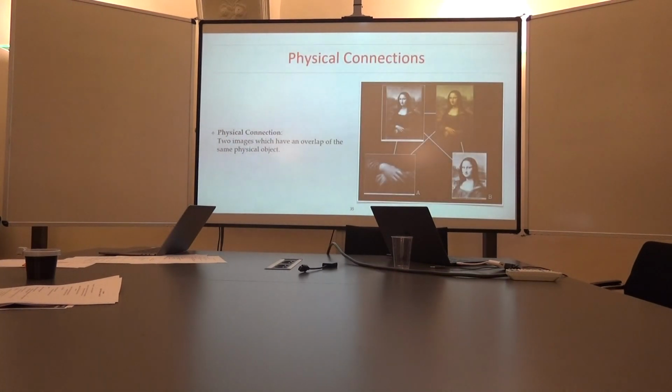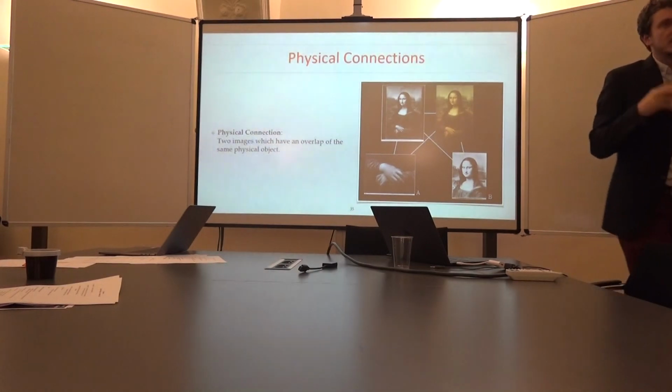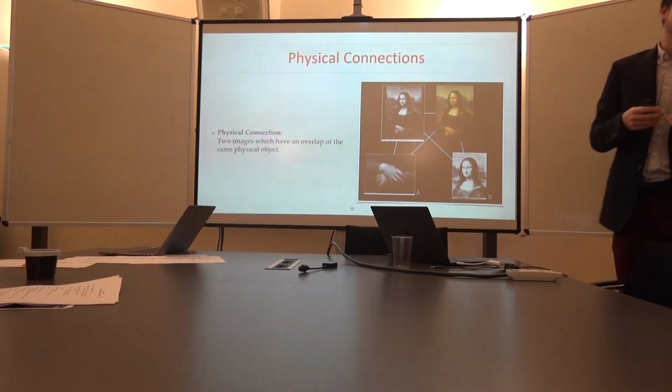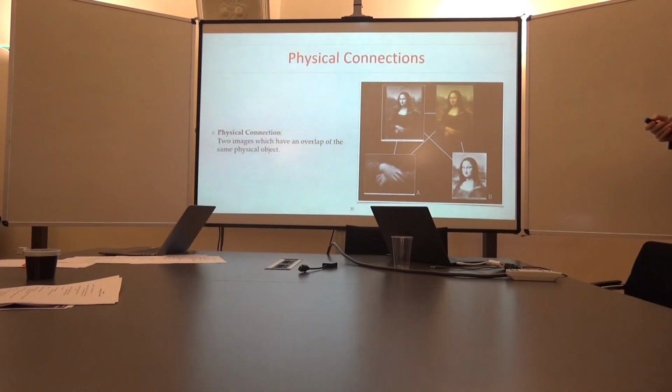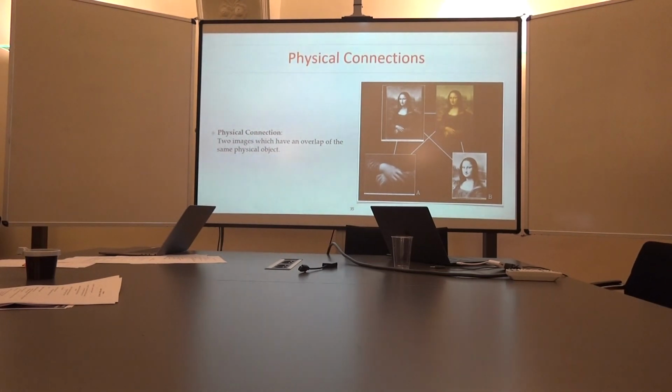So the first one is what I call physical connection. And this is relatively simple to explain. You take 2 images and you have a physical connection if they actually have an overlap of the same physical object. So that's quite simple. But for instance, if you have 2 photographs which are zooms of different parts, then A and B are not connected. Even if fundamentally they are two photos of the same physical object. But because there is no overlap, this is not something you can operationalize. There is no algorithm that looks at these 2 images and says, oh, they are coming from the same thing.